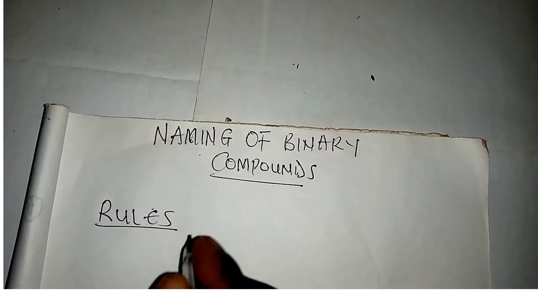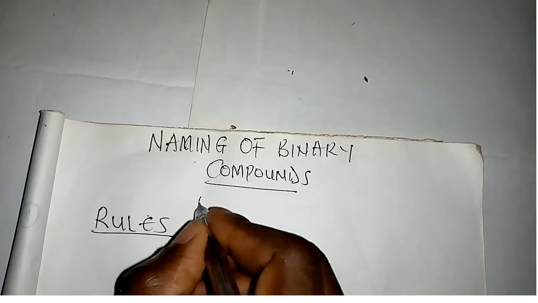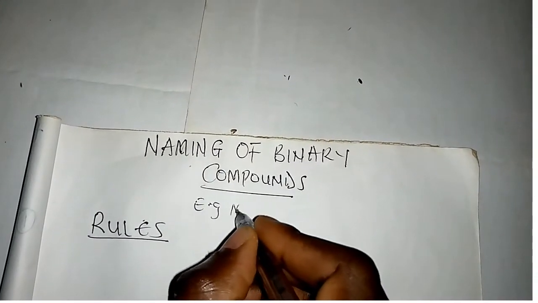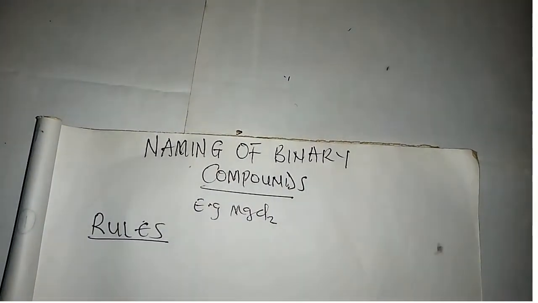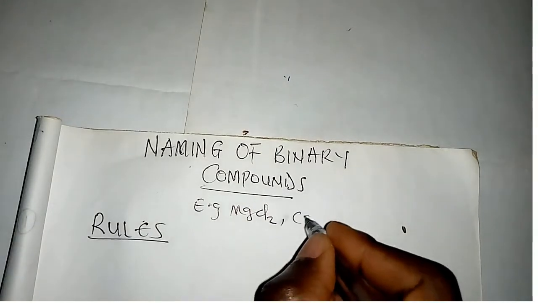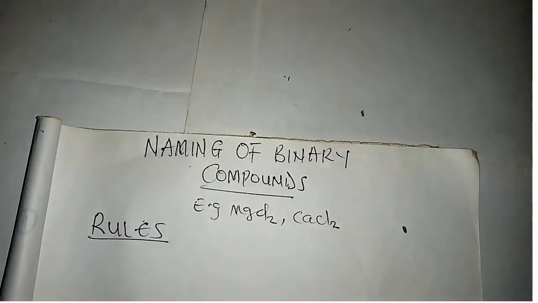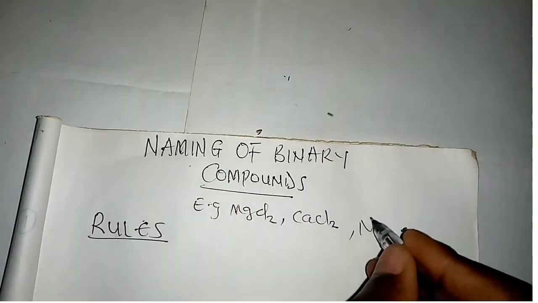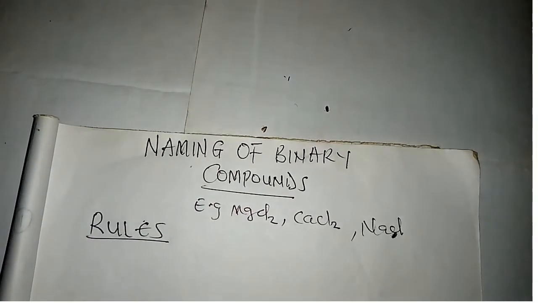Okay, so let's take examples of binary compounds. I can say magnesium chloride, calcium chloride, sodium chloride. All these compounds are formed from two elements, so they're called binary compounds. The reason for this tutorial is for us to know the rules governing the naming of binary compounds.